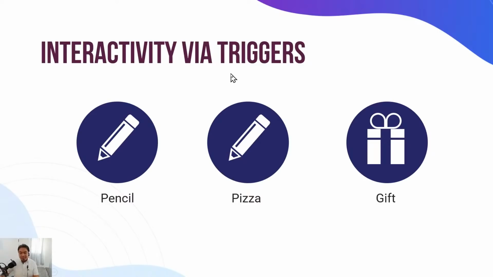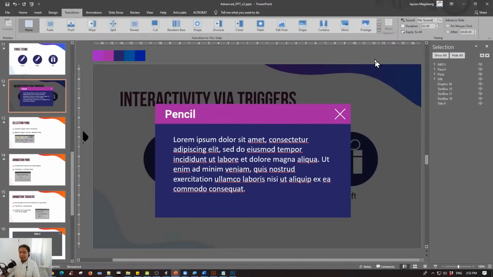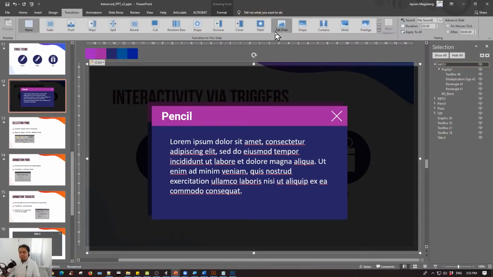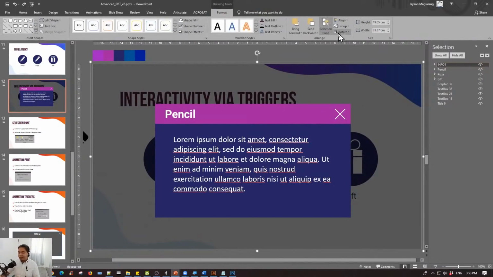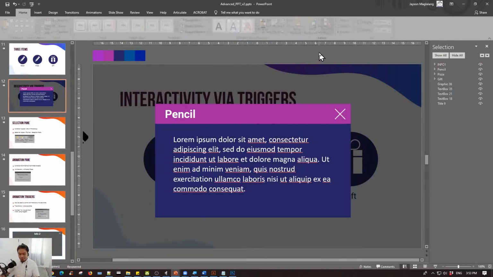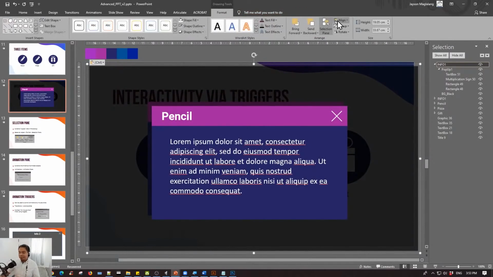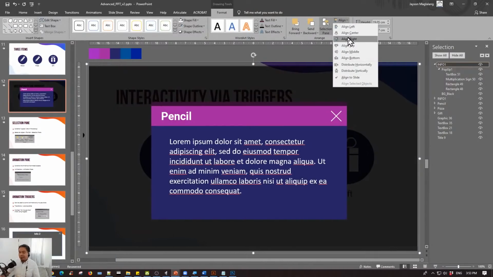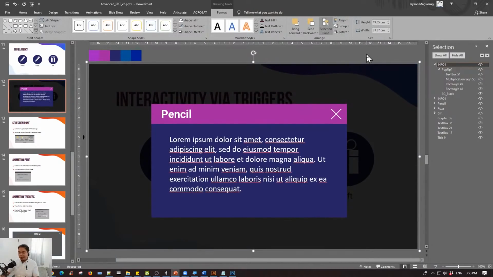So, that's where triggers come in. What I want to happen is, when I click on the pencil icon, info 1 will appear again. So, to do that, to be more organized first, I think I can just copy this and paste this. Oops. Let me align this first. Center. Okay, good. So, copy and then paste.